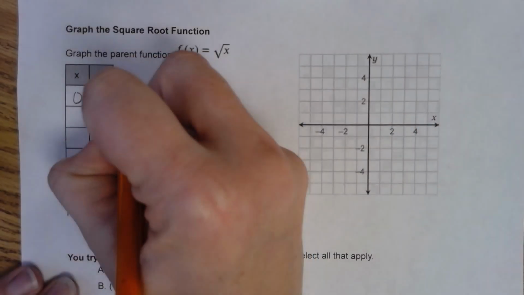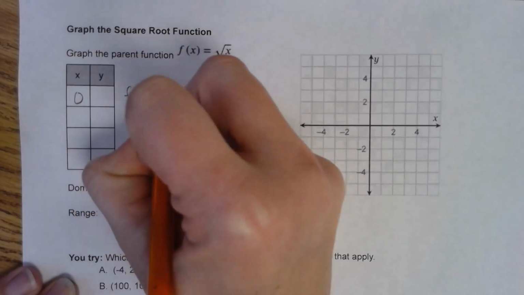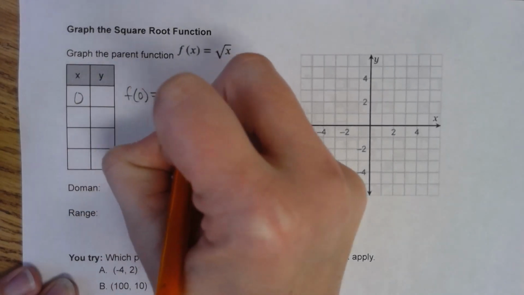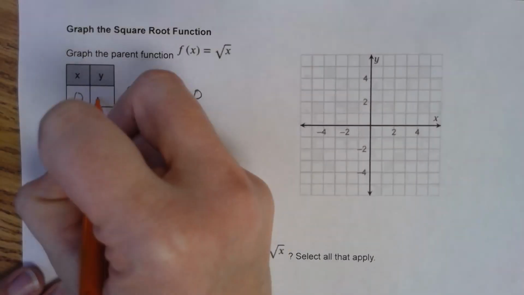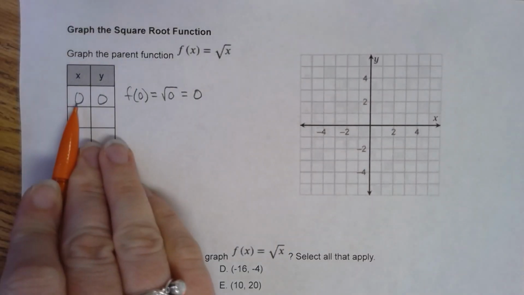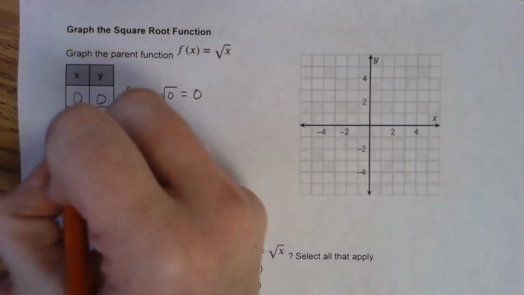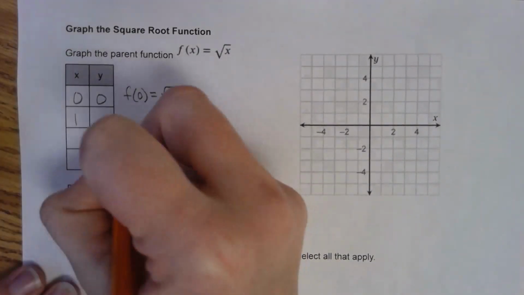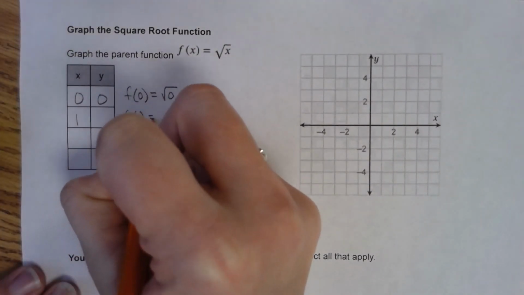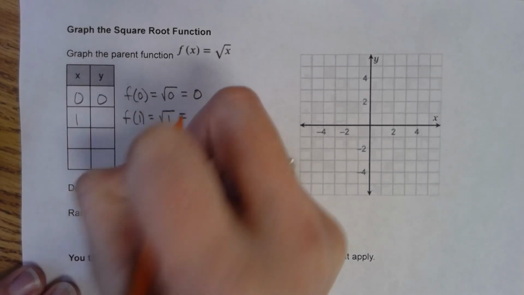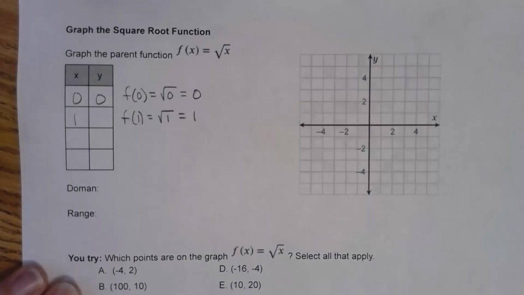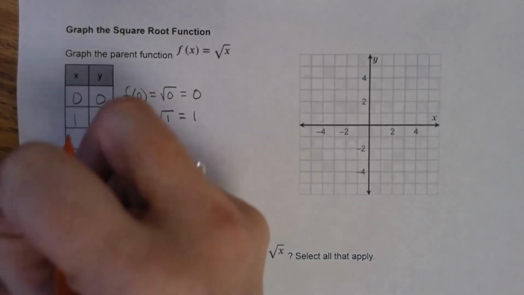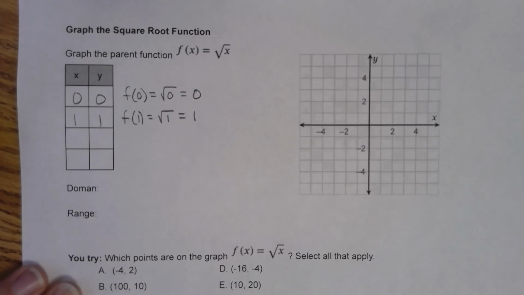So f of 0, let's plug that in. We take the square root of 0, and that gives us 0. So our output would be 0 when we have an input of 0. Let's choose another number, 1. So f of 1, let's substitute that into our function. When you take the square root of 1, you get 1, because it is a perfect square. 1 times 1 equals 1. So our output would be 1 there.